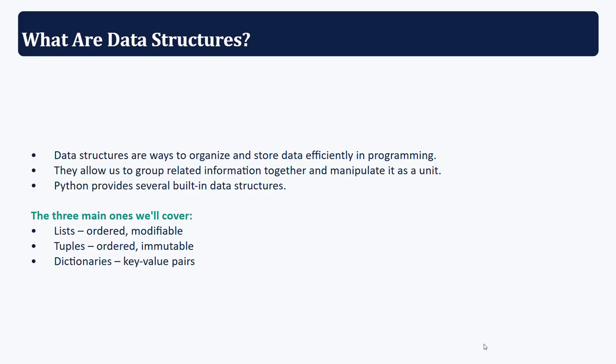Moving forward, what are data structures? These are ways to organize and store data in programming. You can group related information together and manipulate it as a unit, so you can handle multiple bits together. Here are the main ones you will cover: lists, tuples, and dictionaries.